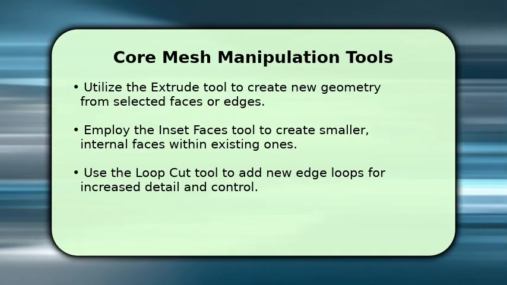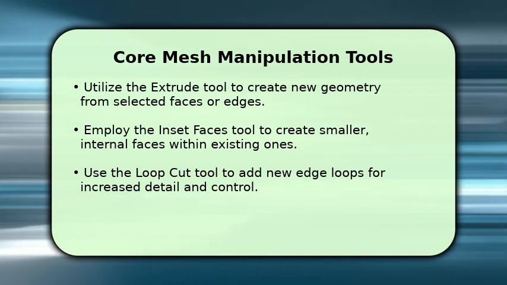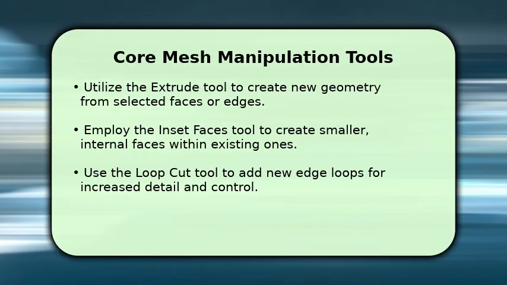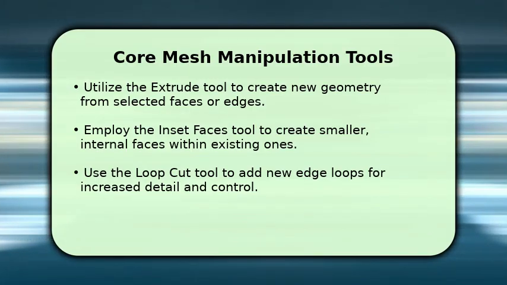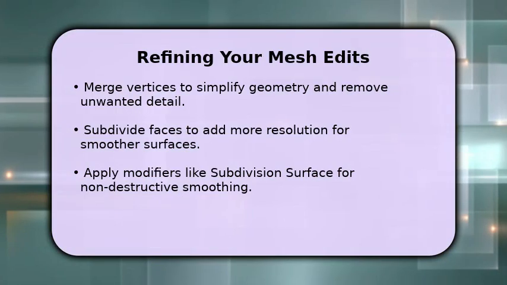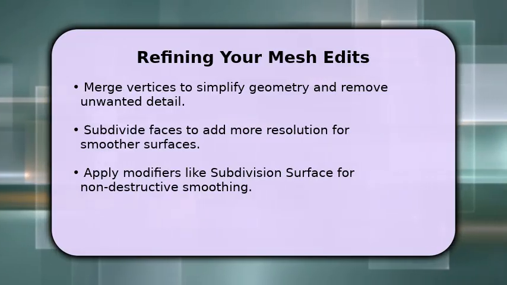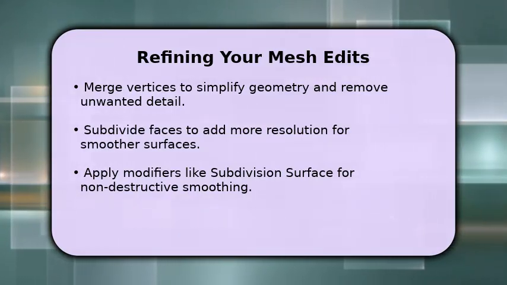The Extrude tool, activated by pressing E, pulls out new geometry from selected faces or edges, adding depth. Inset Faces, accessed with I, creates a smaller face inside the selected one, perfect for borders. Loop Cut, using Ctrl-R, adds new edge loops across your mesh, providing more vertices and edges for detailed sculpting and shaping. To refine your mesh, consider merging vertices by selecting them and pressing M, which helps clean up topology.